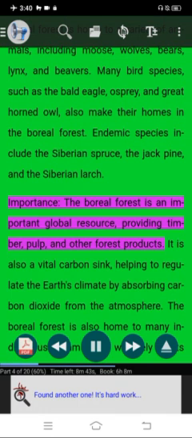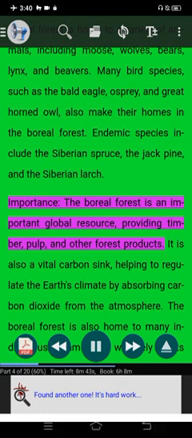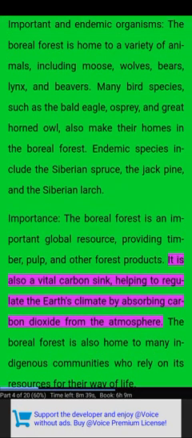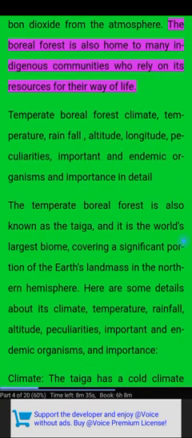Importance: the boreal forest is an important global resource, providing timber, pulp, and other forest products. It is also a vital carbon sink, helping to regulate the Earth's climate by absorbing carbon dioxide from the atmosphere. The boreal forest is also home to many indigenous communities who rely on its resources for their way of life.